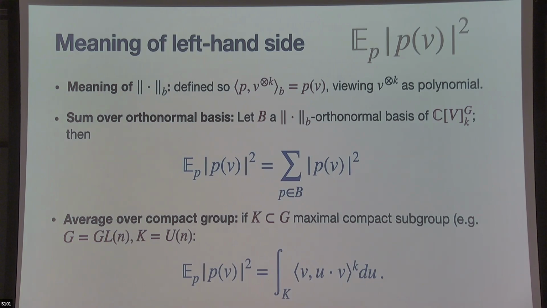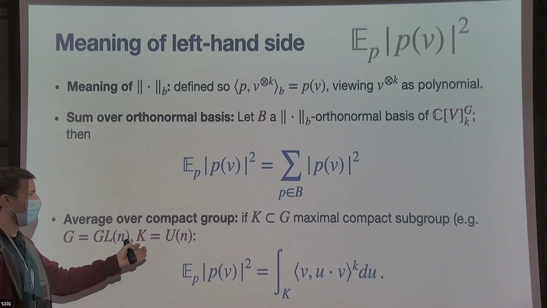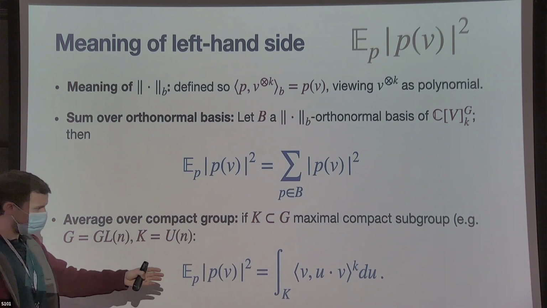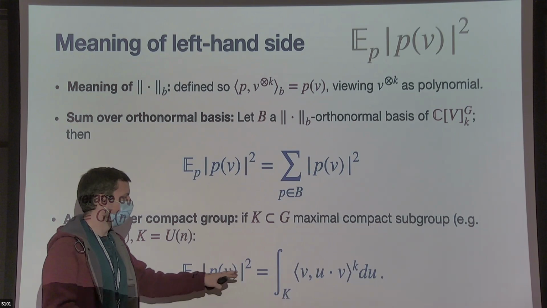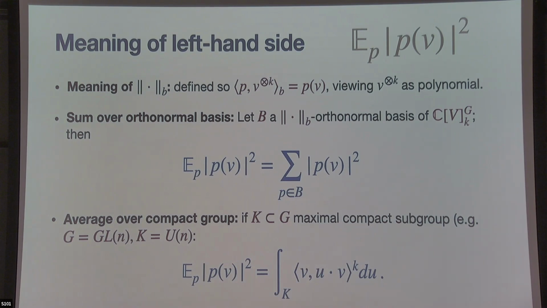Another way to think of it is as an average over a subgroup. So in the particular cases we're going to be considering here, we're just going to think about the subgroup being the unitaries. And you can get this quantity by averaging this over the group. So U is the parameter that runs over the group. Yeah, U is running over the group, of U on V.